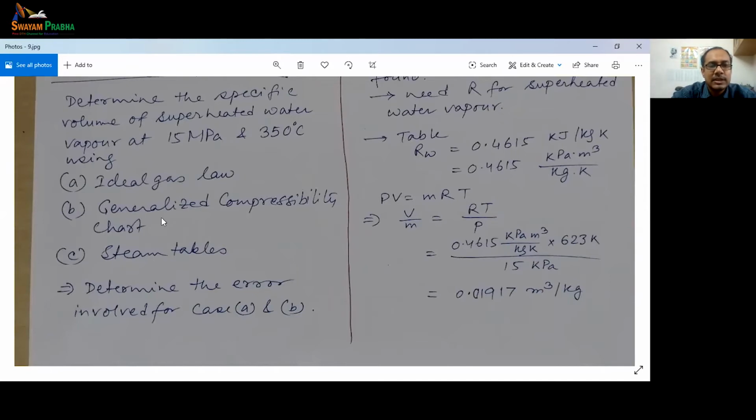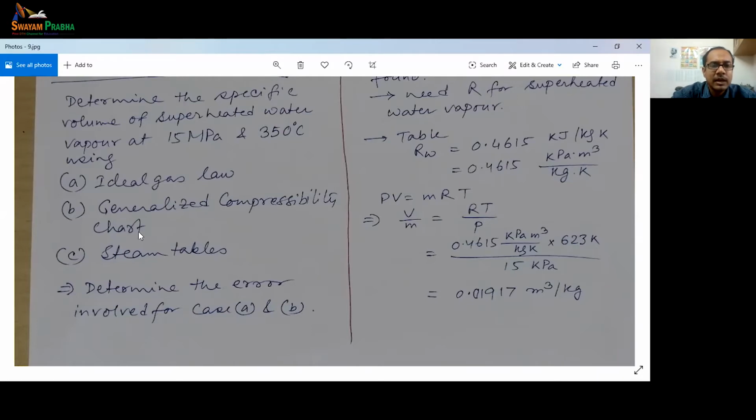Second one is the generalized compressibility chart. This is important for any real gas. Whenever ideality is not valid, you need to know how to use this generalized compressibility chart. This you have learned in chapter 3 of this book, and we'll shortly visit it again to solve this problem as well.